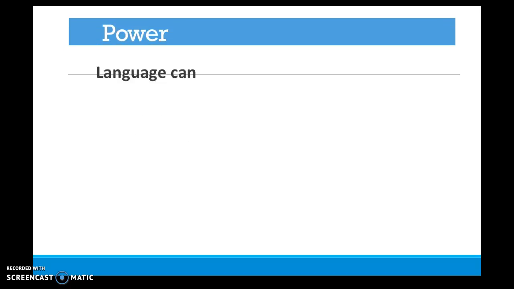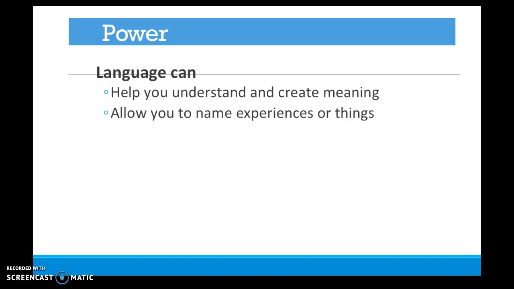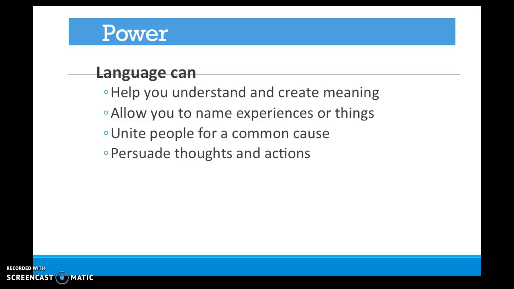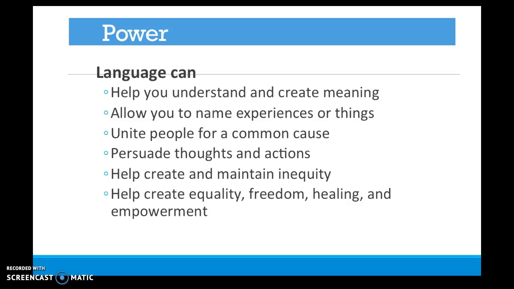So, what can language do? Language can help you understand and create meaning, allows you to name experiences or things, unite people for a common cause, persuade thoughts and actions, help create and maintain inequity, and help create equality, freedom, healing, and empowerment. Remember that words are very powerful. Language can be used in attempts to make people feel inferior, but it can also help make them feel more able to do something.